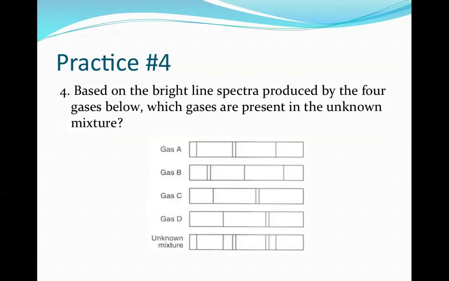And then finally, based on the bright line spectra produced by the 4 gases below, which gases are present in the unknown mixture? Okay, if you take a second, check this out. You should find that gas A and D are both contained in the mixture because every single one of their wavelengths is found in the mixture.